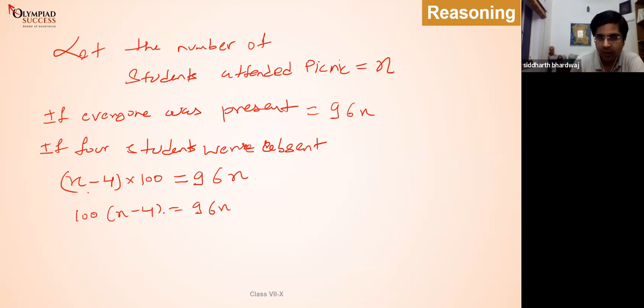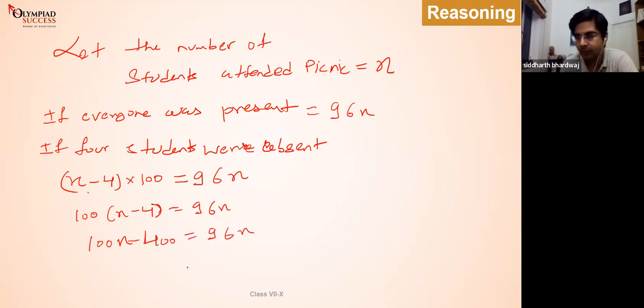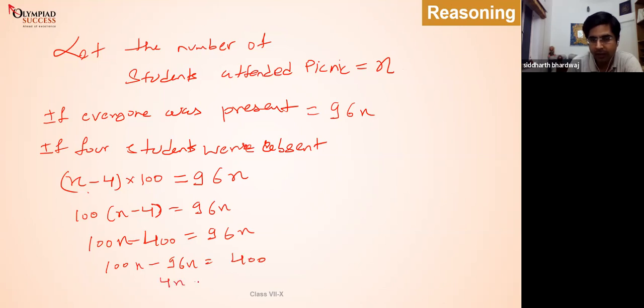So let's solve it now. If we solve it, this would become 100 into x, that is 100x minus 400, equal to 96x. Correct, everyone? Now, how will we solve it? We will bring it to this side. So this will be 100x minus 96x equal to 400. So 100 minus 96 is 4x, equal to 400. Therefore x would be equal to 400 divided by 4.